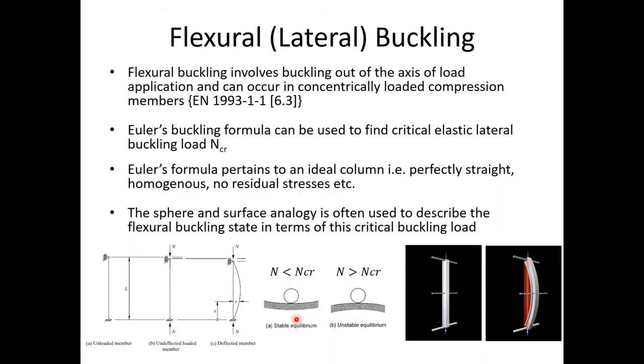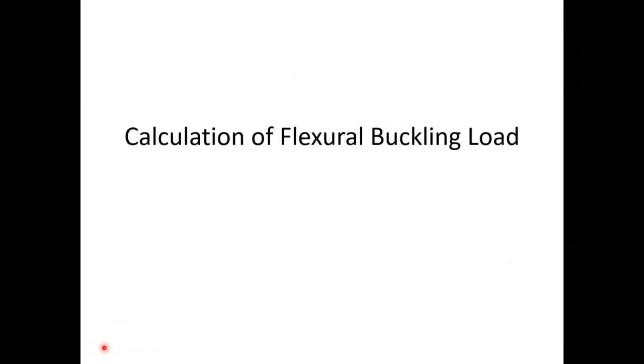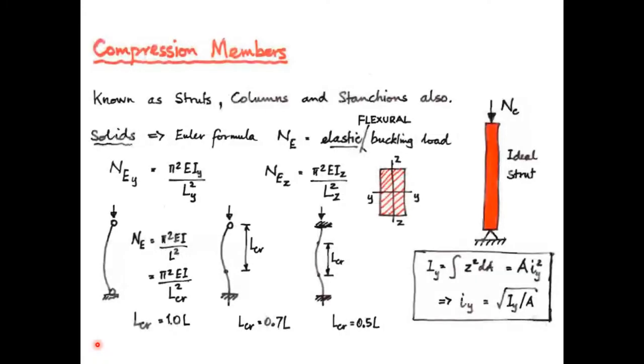We can use the idea of the sphere and the surface analogy to describe the buckling state. If the load is less than the critical buckling capacity, then it's a stable condition. The ball can roll back and over, but it'll always recover back into the center. Whereas if you put the load greater than the elastic capacity, it's unstable, and the ball is going to roll off over to the side. So how do we calculate the flexural buckling in there?